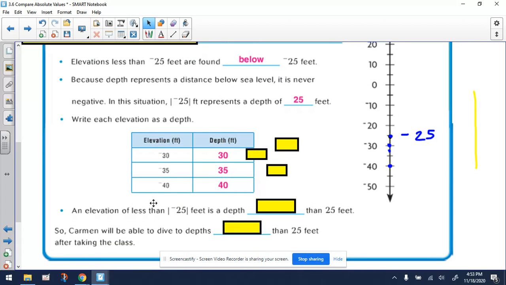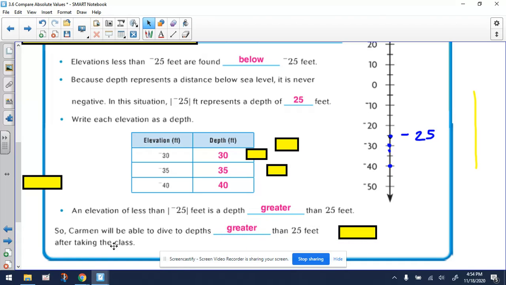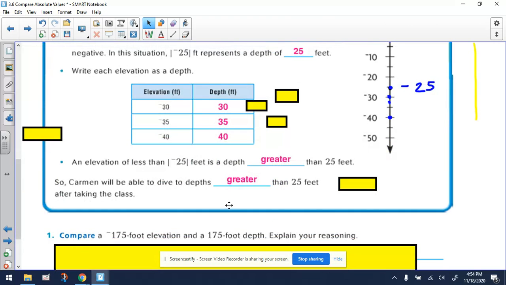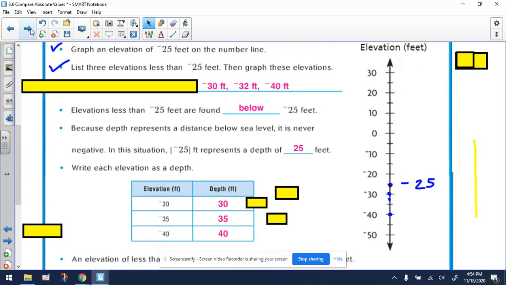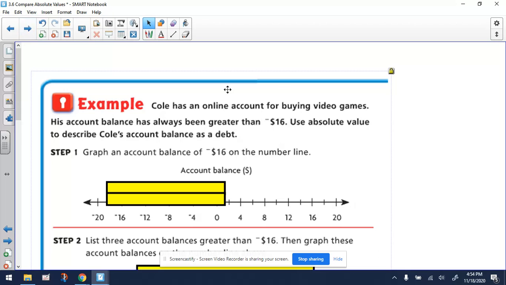All right, so an elevation of less than the absolute value of negative 25 feet is a depth that would be greater than 25 feet. So Carmen will be able to dive depths greater than 25 feet after taking the class. All right, so a little bit confusing. Let's look at a different example.